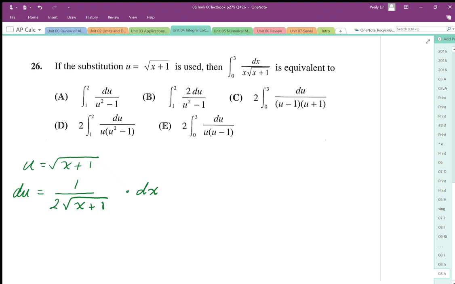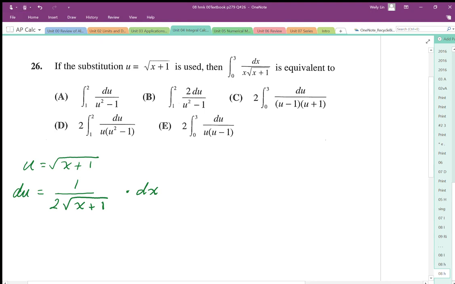This is question number 26 from the homework, and it gives us the substitution u equals square root of x plus 1 and asks us to find an equivalent integral to the one given here. So this is a bit of a tricky substitution, but given the u function, we can find the du. So calculating du, we get 1 over 2 square root of x plus 1 times dx.